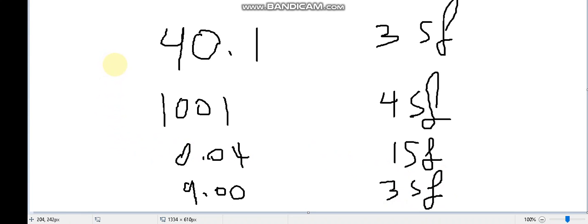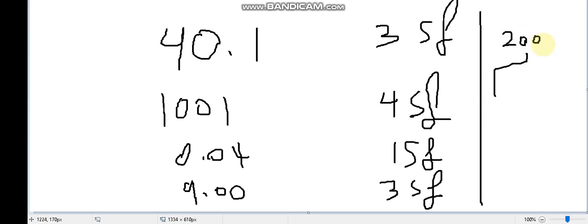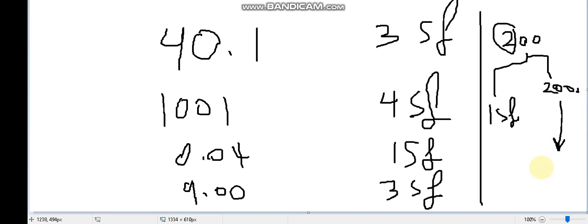And last but not least, let's assume you have 200. If it is only 200 without any decimal here and with 2 zeros, then I have only 1 significant figure. And if it is 200 with a dot, then I have here 3 significant figures.